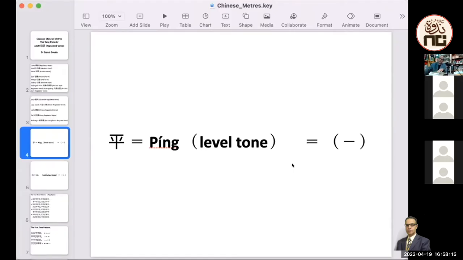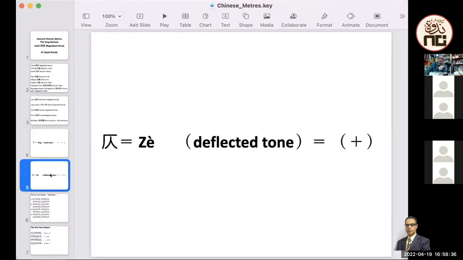But what we have now is that ping, the level tone, is divided into 2. One is yin ping sheng, and one is yang ping sheng. So the first and the second tone in modern Putonghua represent ping in classical Chinese poetry too, while the third and the fourth tones in modern Chinese represent zi, the deflected tones.